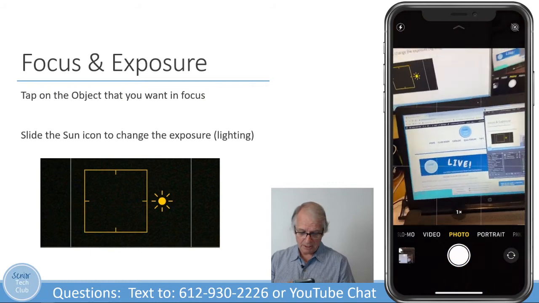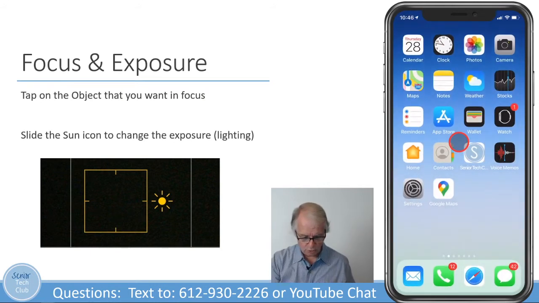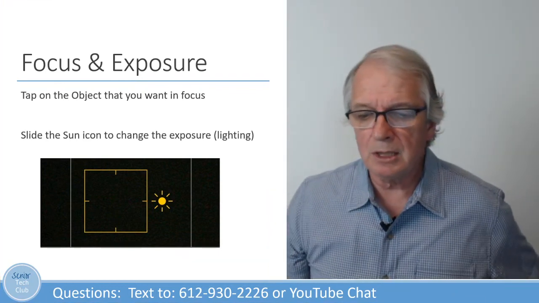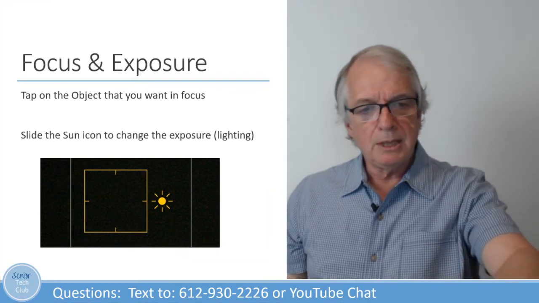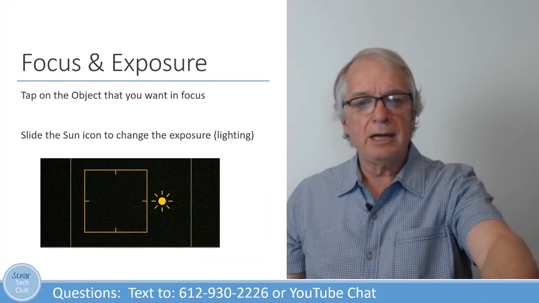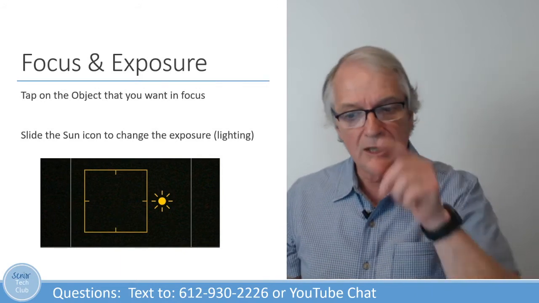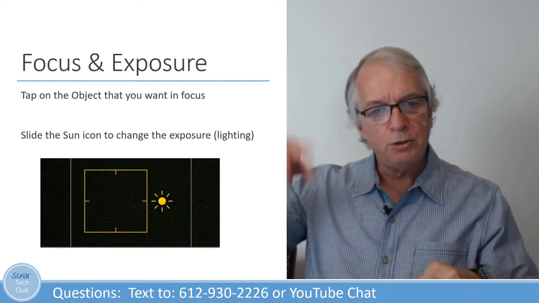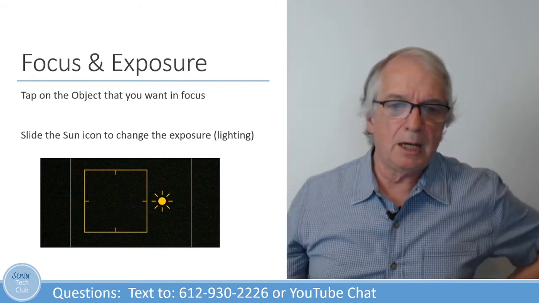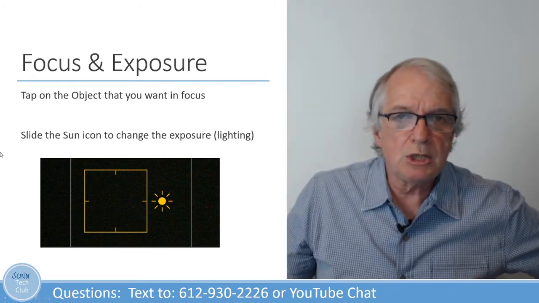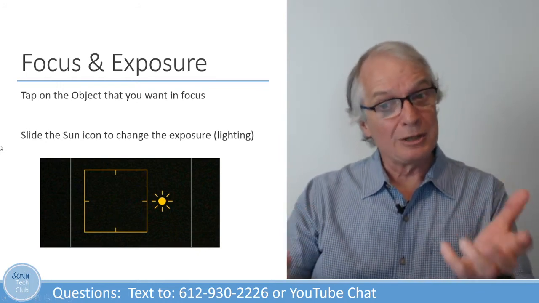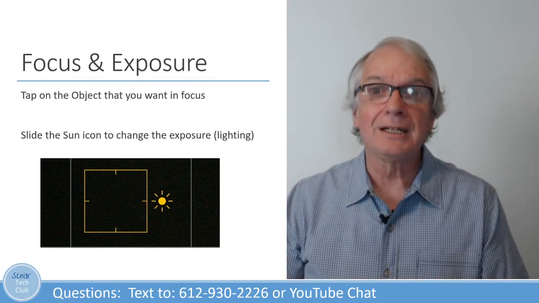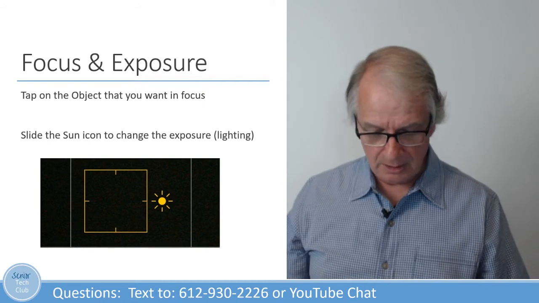So in this particular case, by just tapping on the screen, you get a square on your camera app, very similar to what you see on my PowerPoint on the left-hand side. That sun shows up, and now you can swipe up or swipe down on the sun in order to change the exposure, which in effect is going to change the amount of light that your camera is receiving.